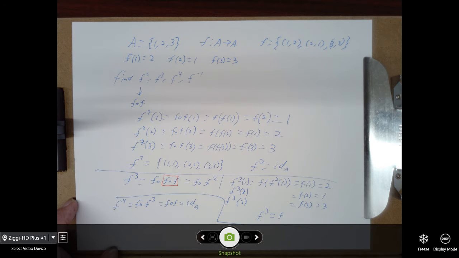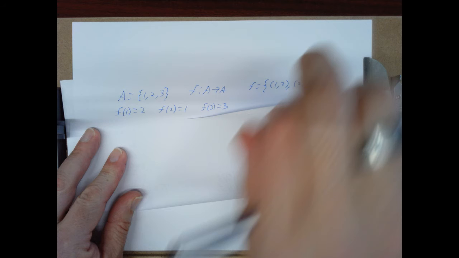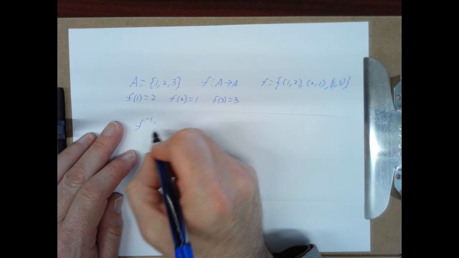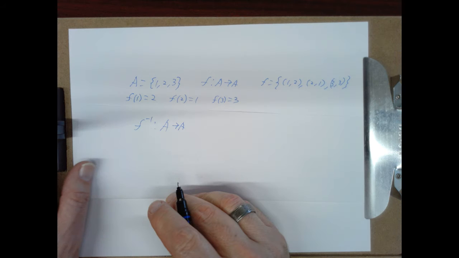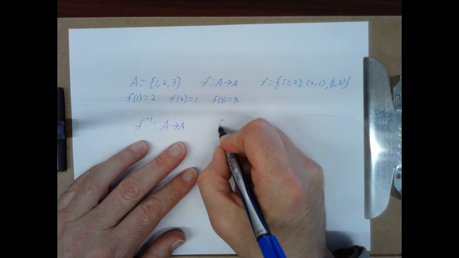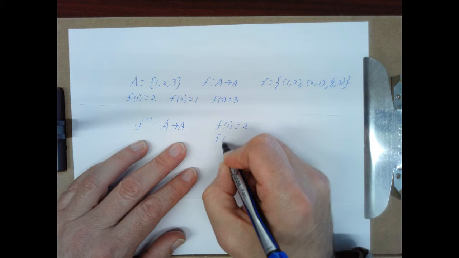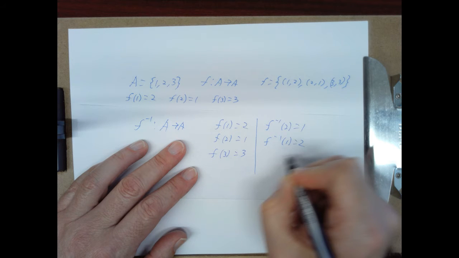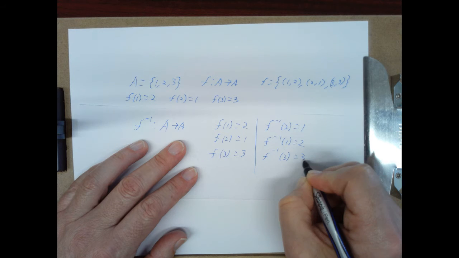And then you're asked to find f inverse. Can't do this on whiteboards. So f inverse goes in the reverse direction, so it still goes from A to A. And here's one way to think of the inverse. f of 1 equals 2, f of 2 equals 1, f of 3 equals 3. Well, this tells you that f inverse of 2 equals 1, f inverse of 1 equals 2, f inverse of 3 equals 3.